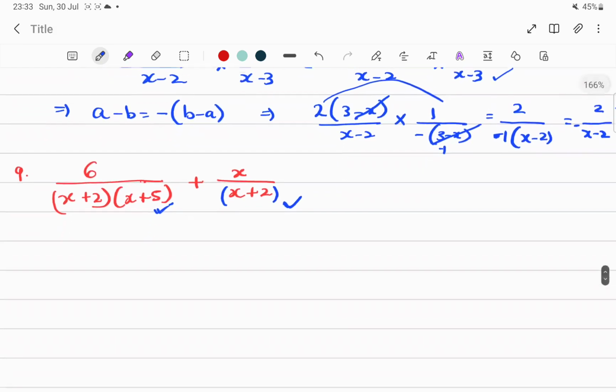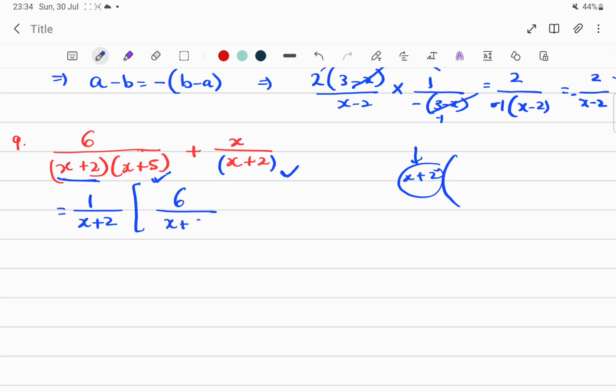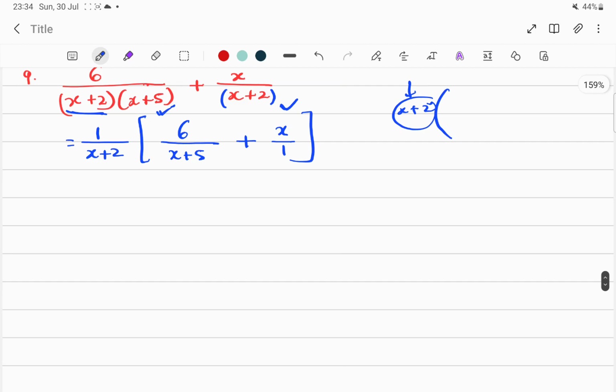But there is another way also to do this question, that this 1 over x plus 2 in the denominator, like x plus 2 is a factor which is present in the denominator. I can take it common. So I will say 1 over x plus 2 because it is in the denominator. I cannot write x plus 2 times. No. Because if I write this way, that means this is the numerator. But if you see here, x plus 2 is in the denominator. But I can take it common. Once I take it common, I get 6 over x plus 5 plus x over 1. Because I have taken x plus 2 whole thing common. So this will be the thing.